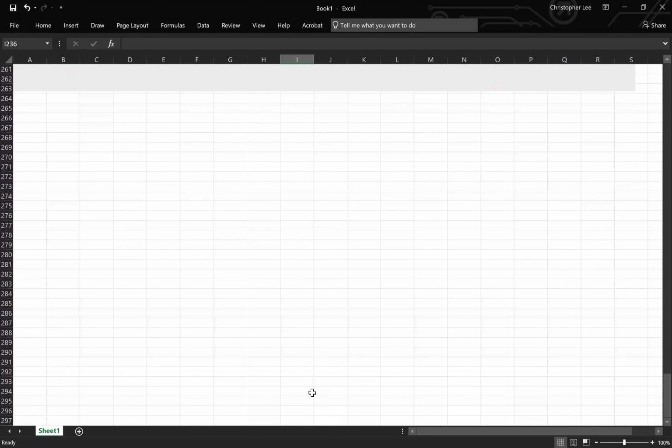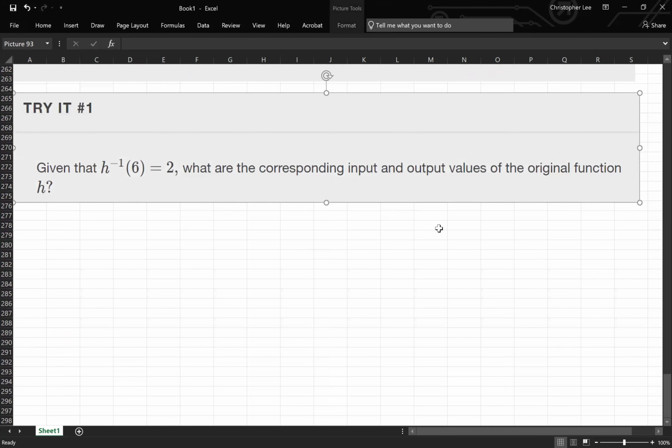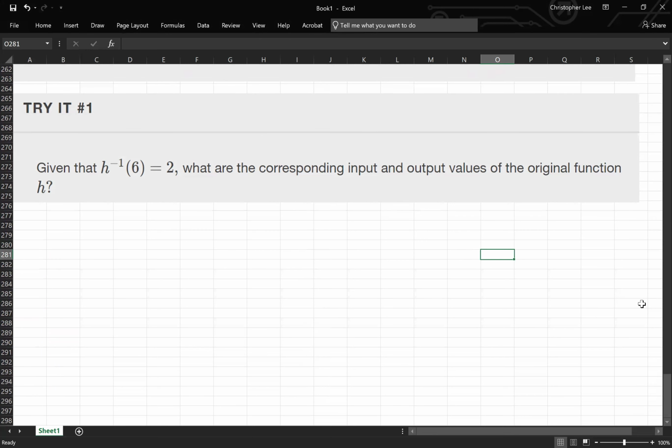All right, since we didn't understand the reading, help me do this question. Given that h inverse of 6 is equal to 2, what is the corresponding input and output value of the original function? It's an inverse. It's not a negative 1 power. So h inverse of 6 is equal to 2. Tell me what to write. I want the original function, like what is h of x. So h of 2 equals what?